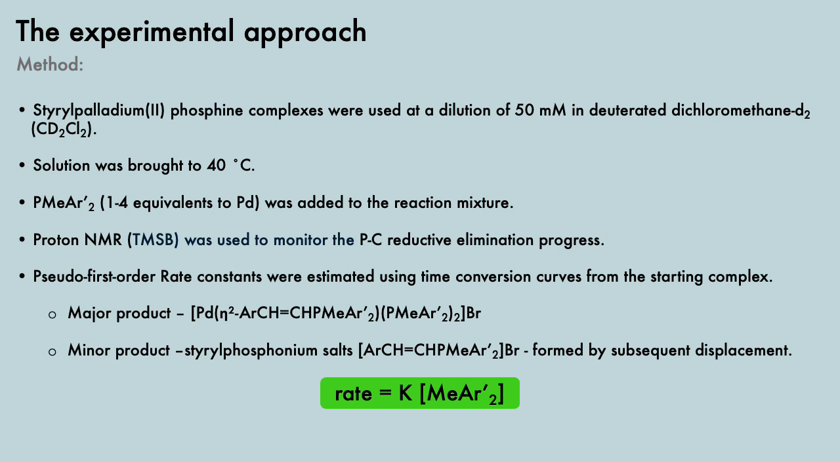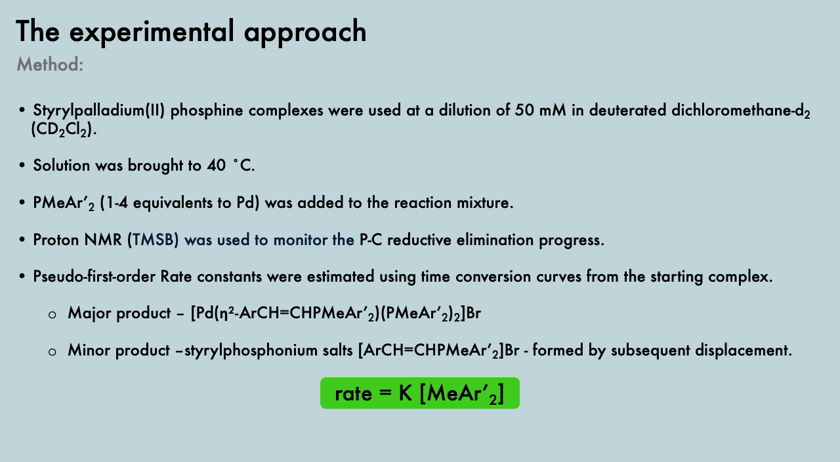The method goes as follows. Styrylpalladium(II) phosphine complexes were used at a concentration of 50 millimolar in deuterated dichloromethane. The solution was brought to 40 degrees Celsius. A phosphorus-containing methyl and two aromatic groups were added to the reaction mixture in 1:4 equivalents compared to palladium. Proton NMR was used to monitor the PC reductive elimination progress, using tetramethylsilane because it's an international standard to calibrate chemical shifts.